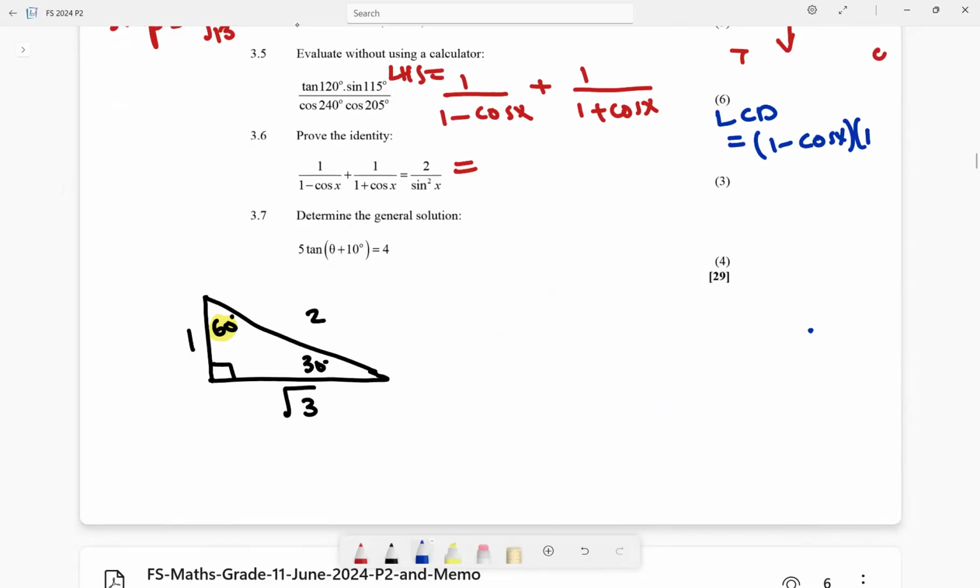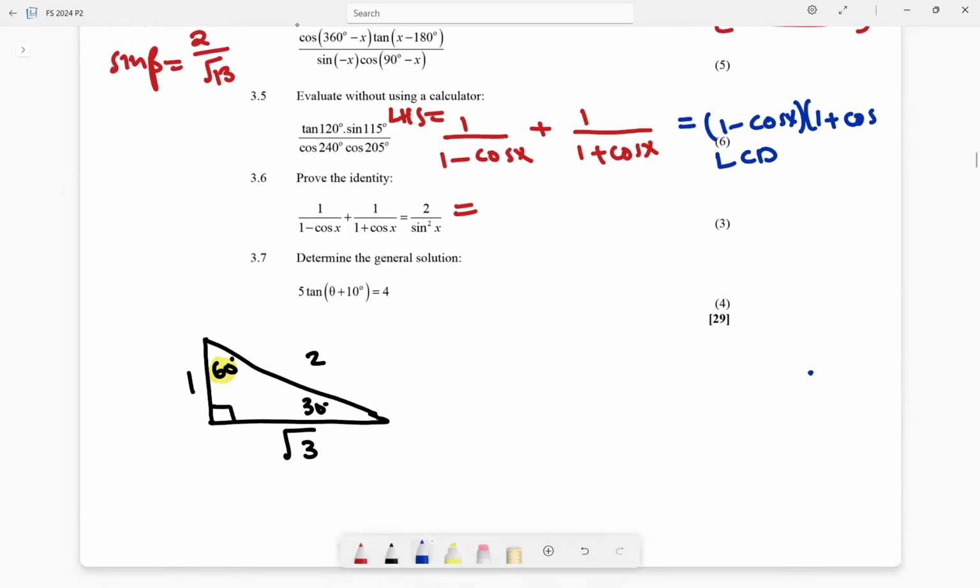Okay? Plus cos x. This will be my LCD. Can you check this one? It has 1 minus cos x. It is short of 1 plus cos x. So I'm going to multiply that one by 1 plus cos x, like that. Okay?